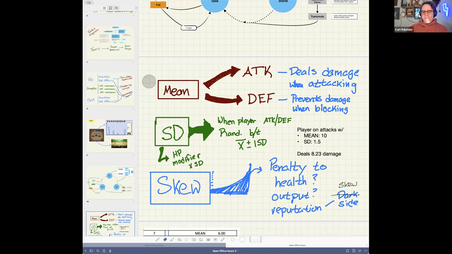And then skewness. This is our mean and standard deviation, our main thing. Every player should get that. That's our goal. Skewness is for the players that have already got it and are pushing a little bit further. Highly skewed distributions have a penalty to health and output. That's still something I'm working on. Right now, I have it set up to penalize health, but I also wanted to penalize reputation. Using skewed distributions is kind of like dark magic almost.